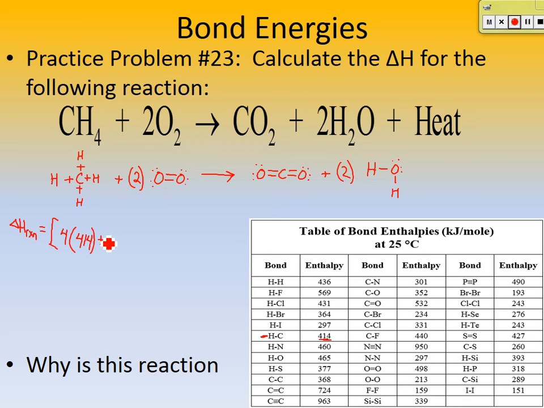Okay, now we need to add in the other reactant bond that we need to break. We've got 2 oxygen molecules. Well, in one oxygen molecule, there's an oxygen-oxygen double bond. But I got 2 of them. So I'm going to put a 2 right here. Let's find the oxygen-oxygen double bond right here. It's worth 498, where it takes 498 kilojoules of energy to break it.